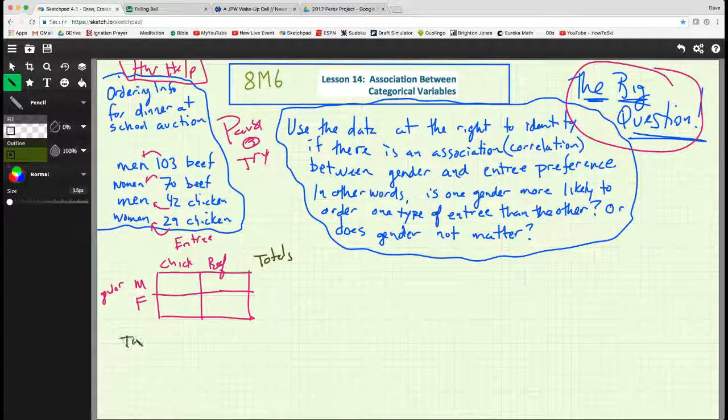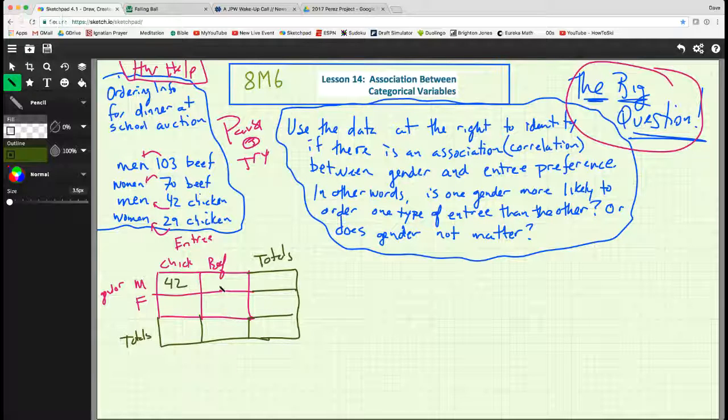So we're going to make this our totals, and we're going to fill in all of our numbers. Okay, men that ordered chicken, that was 42. Men that ordered beef, 103. Women that ordered chicken, 29. And women that ordered beef was 70.